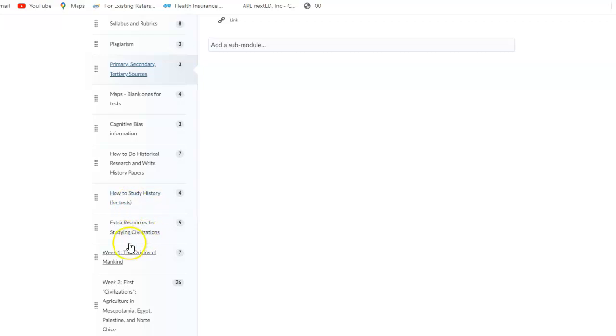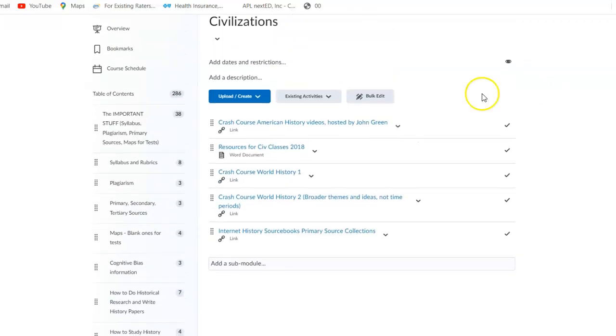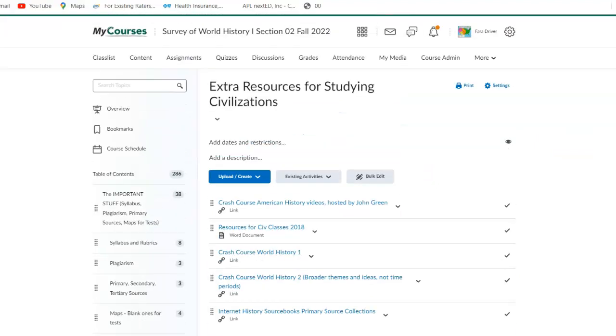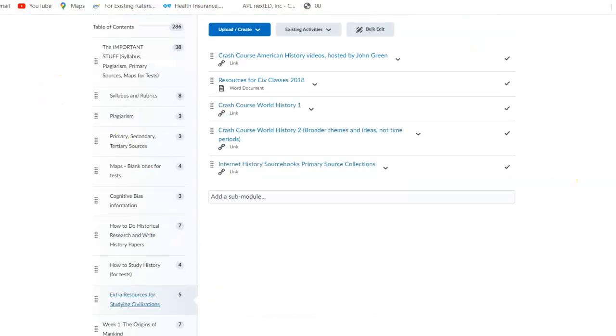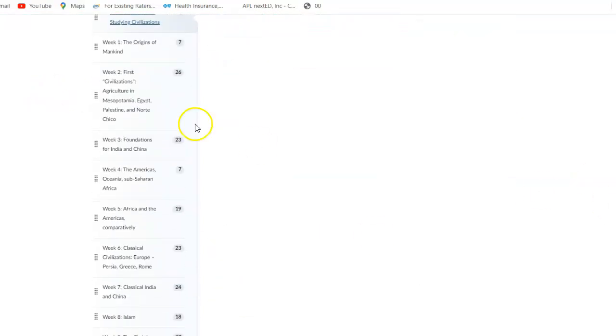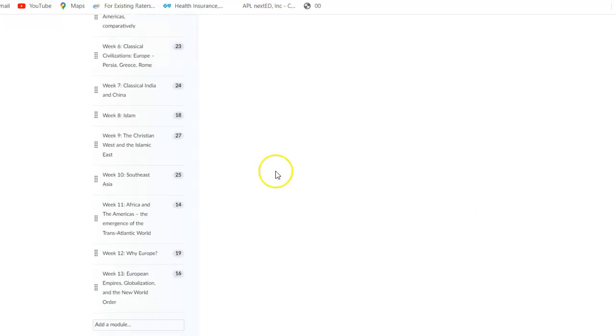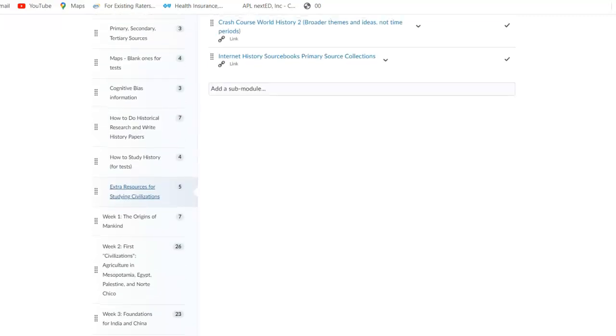And then just some extra sources and resources for studying the history of civilizations. Video courses, there are places you can go to get information, Internet History Source Books, which is a really good collection of primary sources. All right, so once you get past the most important stuff section, the meta section, the rest of it is organized by week, and this literally parallels the syllabus course outline itself. It does require that you know which week we're in, but you can do that by way of the date.